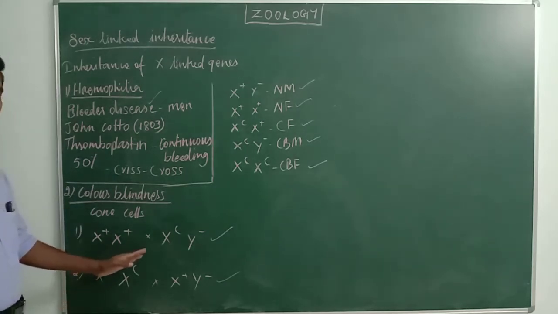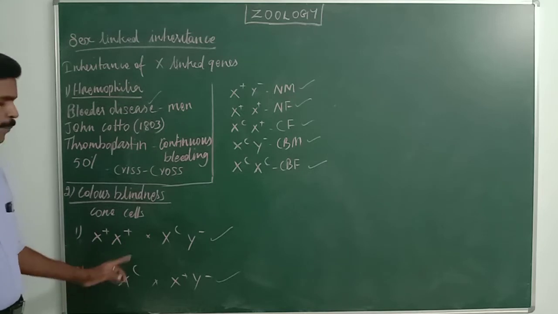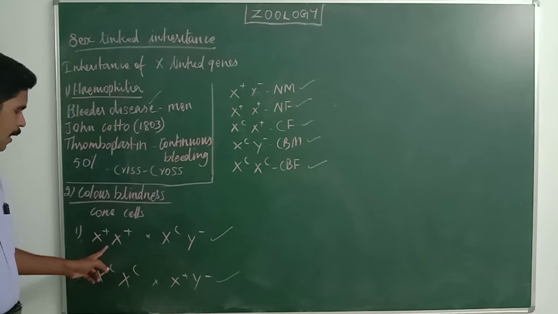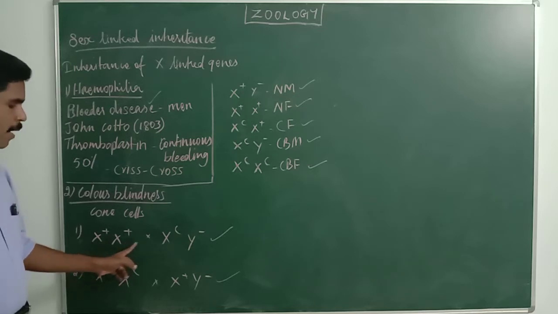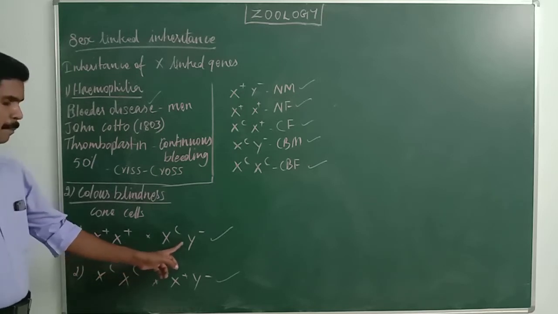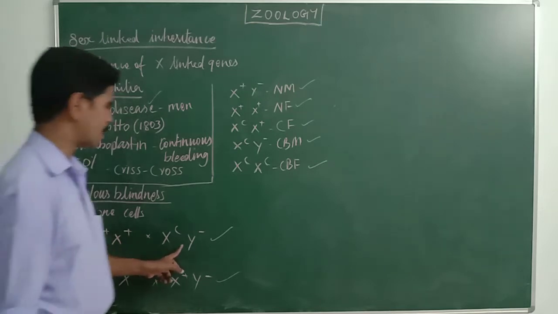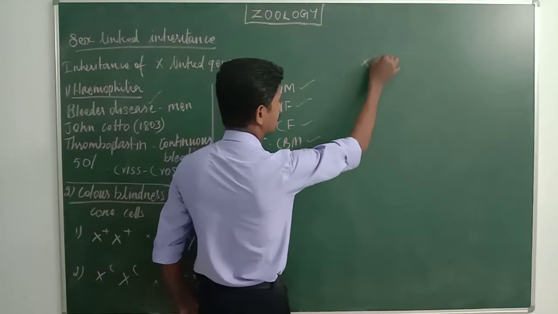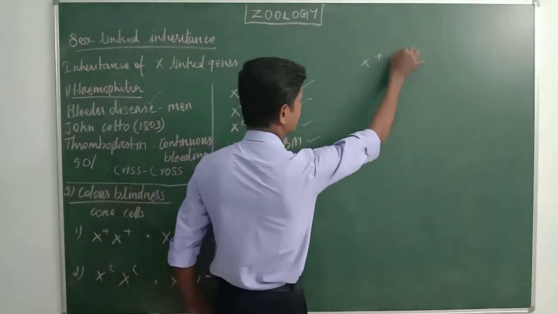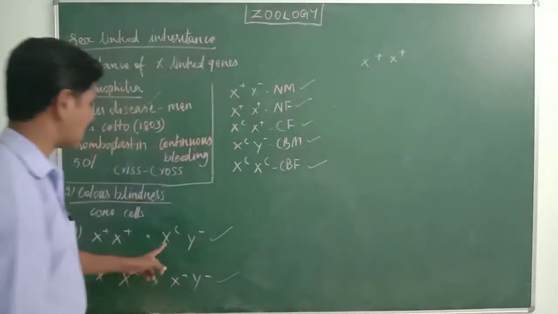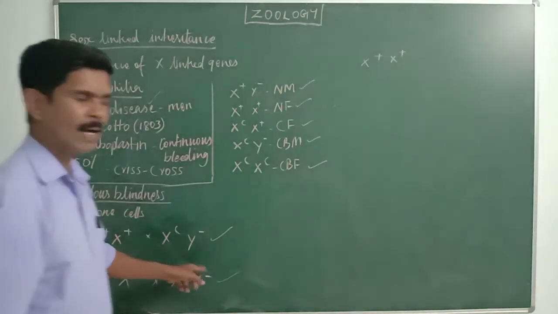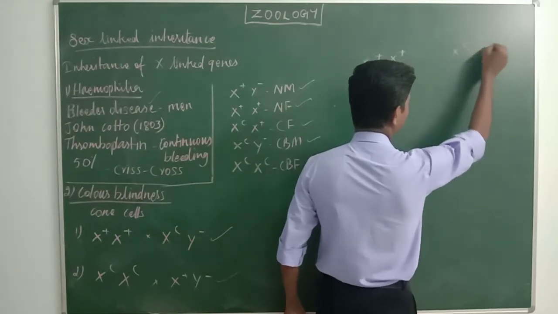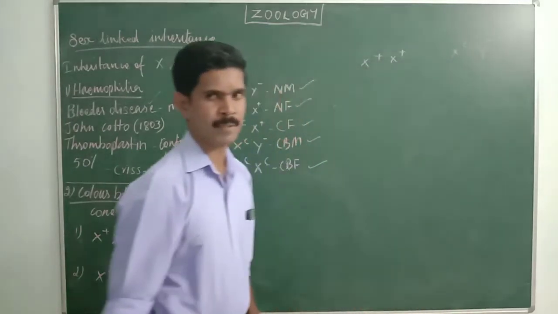So now we are going to study how this disease is transmitted through the first type of marriage, between the normal female and the colorblind male. Listen very carefully. The normal female gamete is X plus X plus, and the colorblind male gamete is XC and Y minus.